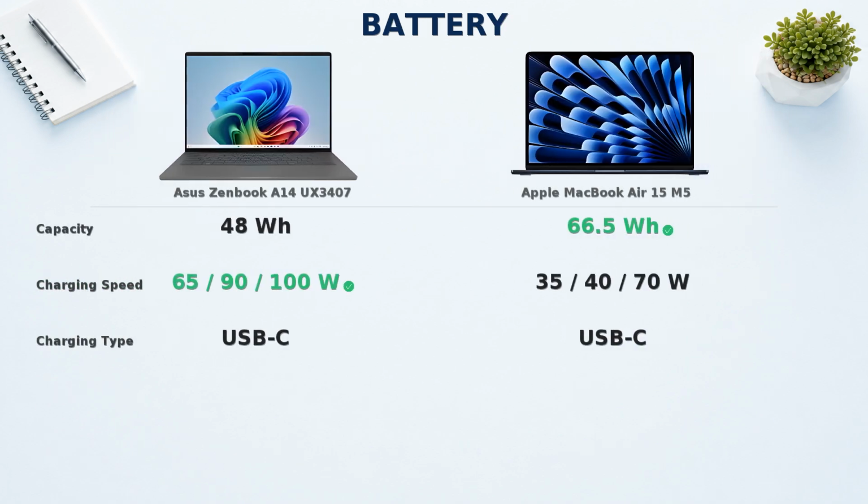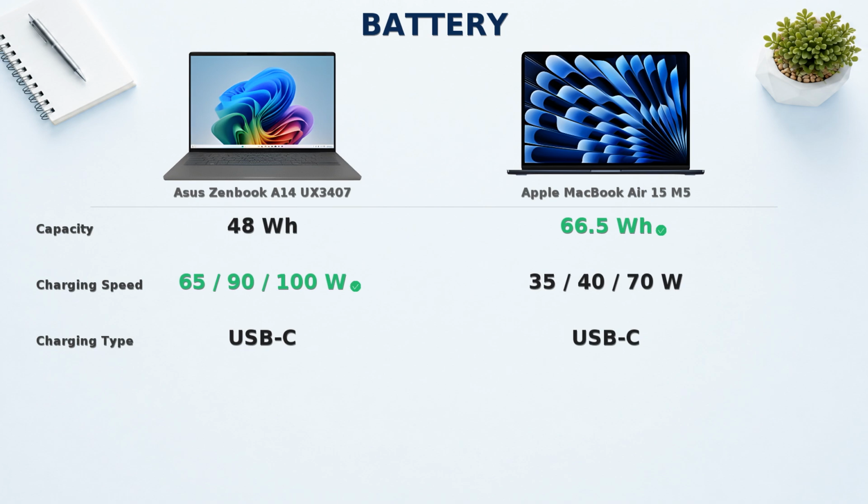MacBook Air gives you 66.5 watt-hours compared to Zenbook's 48, so you can stay unplugged longer during travel or meetings. Zenbook charges at up to 100 watts, while MacBook Air tops out at 70, but both use USB-C for charging. If you want to last through a full day without hunting for outlets, MacBook Air's bigger battery makes that easier.